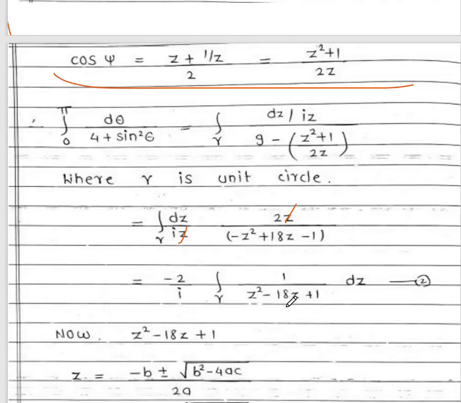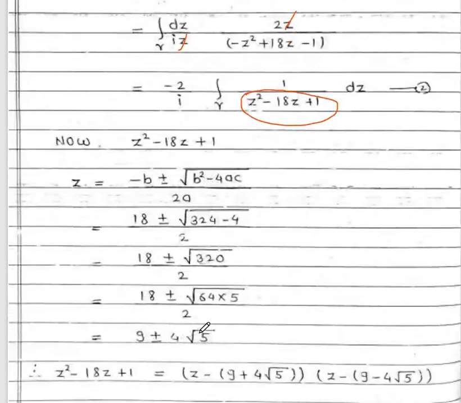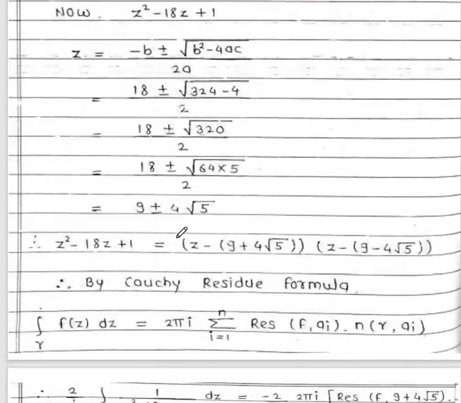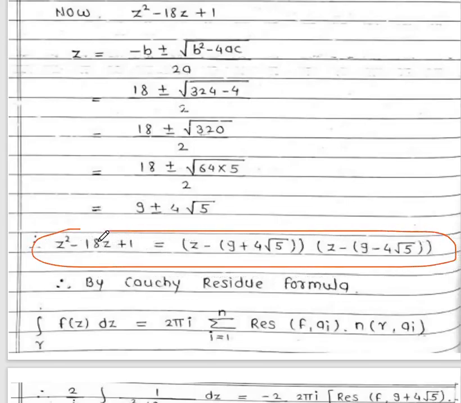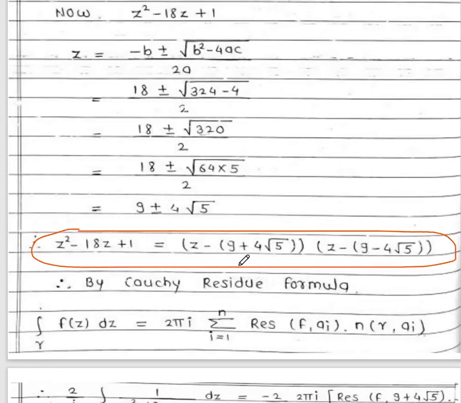Now we will find the factors of this term. The factors can be obtained by using this method, and they are 9 plus minus 4 under root 5. So these are the poles: z minus 9 plus 4 under root 5, and z minus 9 minus 4 under root 5. Therefore, by using the residue formula, integral over gamma f of z dz equal to 2 pi i summation i equal to 1 to n residue of f at point ai times the index of gamma at point ai. Here this is a1 and this is a2.